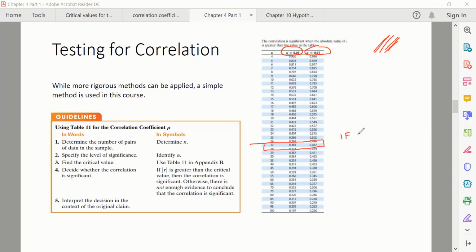And if your R is greater than the R in the chart, then we consider it significant. So the bigger the sample size, the smaller you require the R to be. Because it ends up the R is not very resistant, so one wonky value is going to really mess it up. So the more values you have, the less you require. So we're going to do an example of that next.